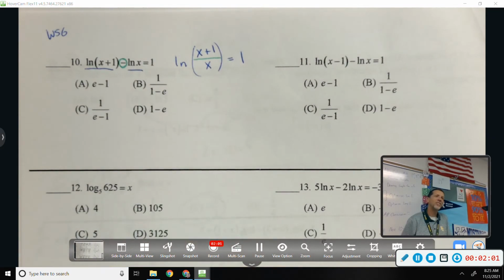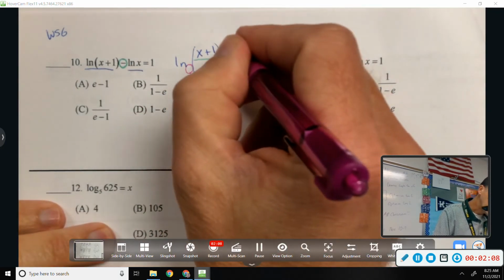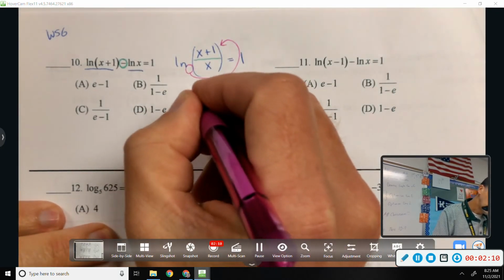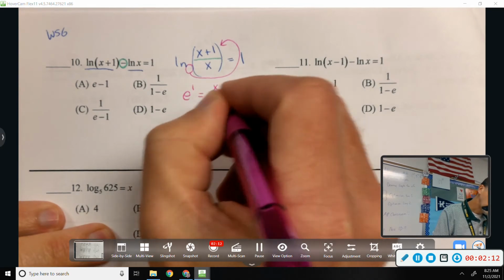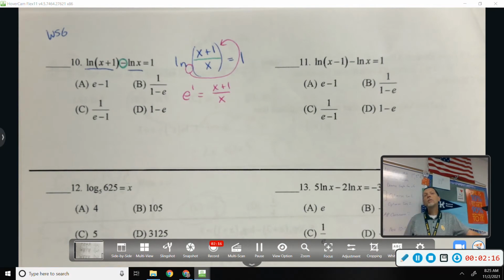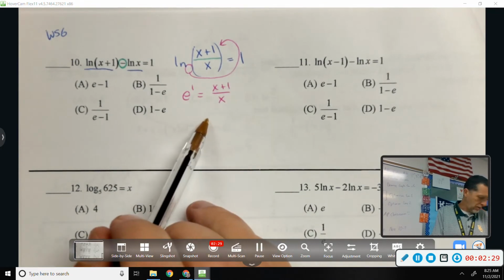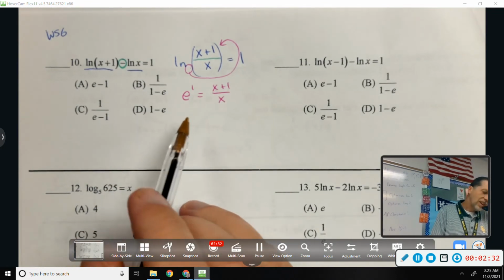What do I want to do next, though? The fishhook thing. E, yep. E to the 1 equals x plus 1 over x. Right, the fishhook gets rid of the ln. That's why we fishhook, so that we don't have a log problem anymore. Then you can natural log. No. That would get me right back where I started if I natural log both sides. It wouldn't be wrong.